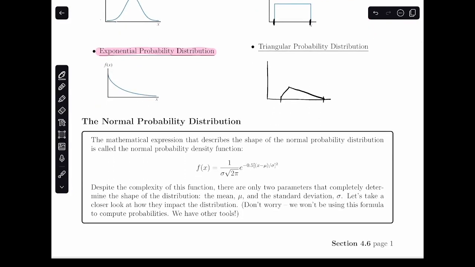The shape of this normal distribution is given by this curve right here, and you don't need to worry about the formula. But the point is that there are 2 parameters in this function that control the shape: the mean, mu, and the standard deviation, sigma. And we want to take a look at how changing those values changes the shape of the distribution. Again, you don't need to worry about memorizing this formula. We're going to have other tools, but it's good to understand what this function is.